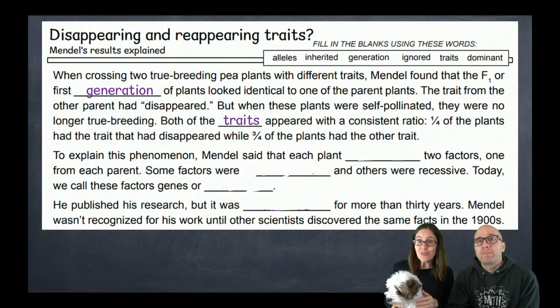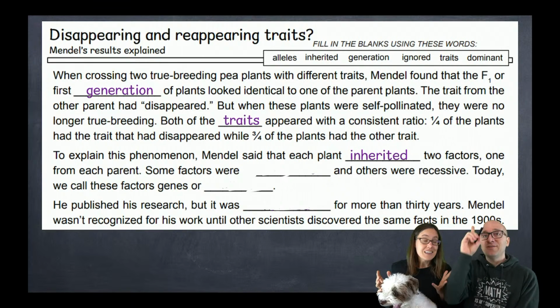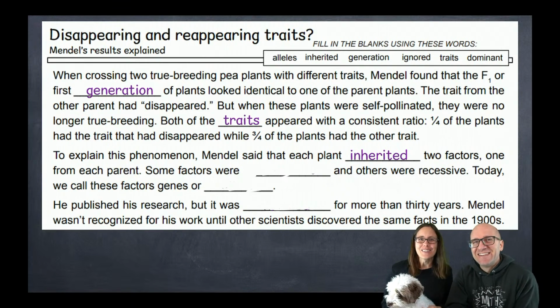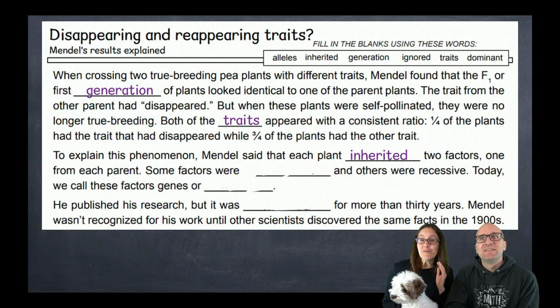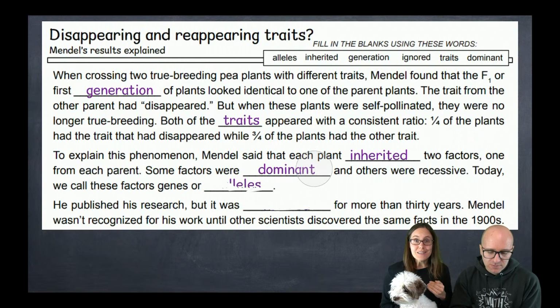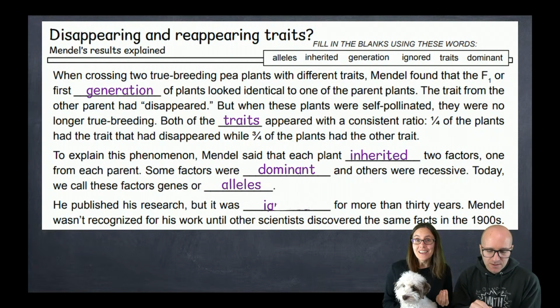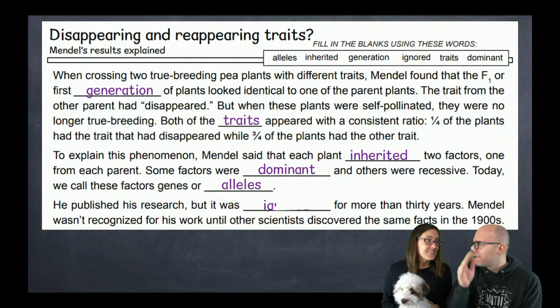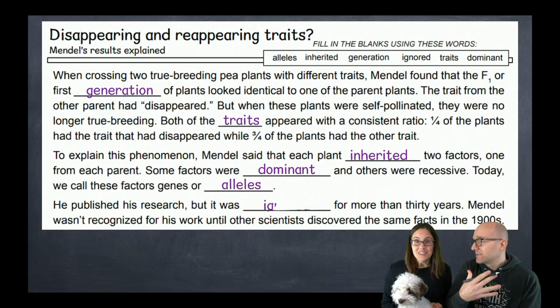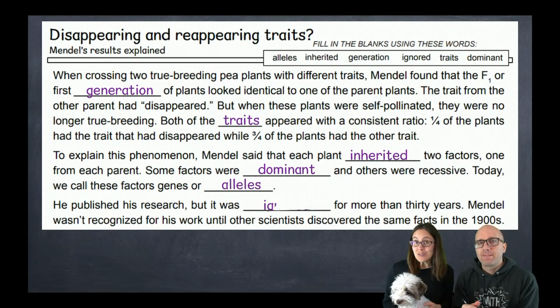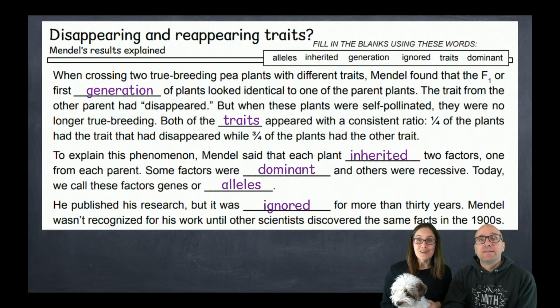Yes. To explain this phenomenon, Mendel said that each plant had inherited two factors, one from each parent. Some factors were dominant and others were recessive. Today, we call these factors genes or alleles. Cool, so Mendel called them factors, but we're calling them alleles today. Yes, and he published his research, but it was ignored for more than 30 years. Mendel wasn't recognized as the father of genetics until a long time after he had died.